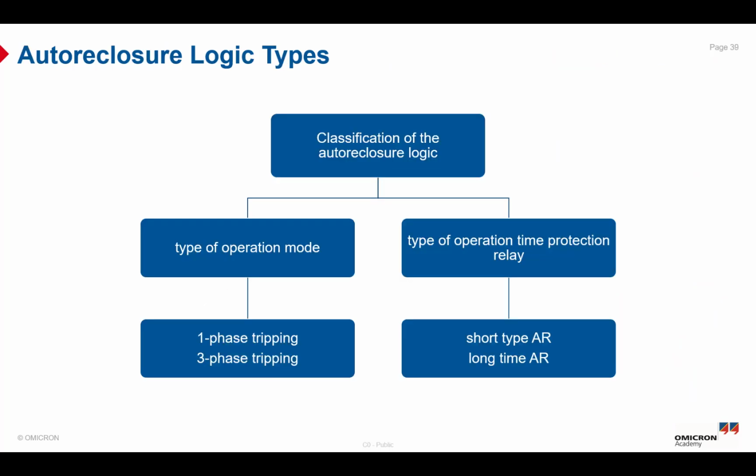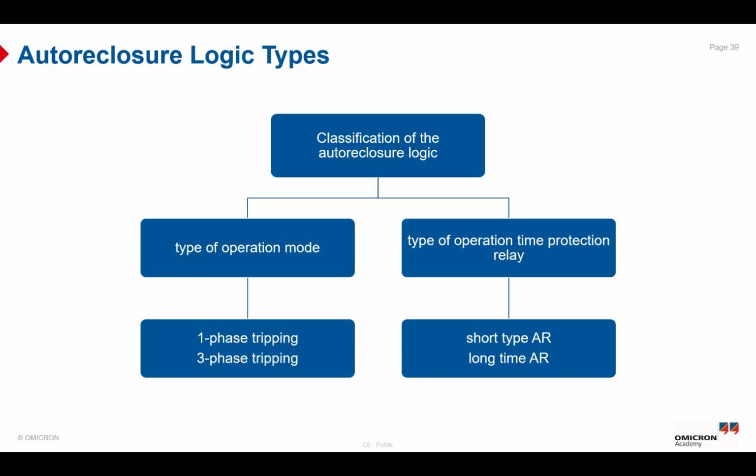So here are the auto-reclosure logic types. The type of operation can be classified in two ways: by type of operating mode and by type of operating time of the protection relay. In the first classification, the type of operating mode, we have two different modes: single-phase tripping and three-phase tripping. Typically, the operation mode depends on the type of the circuit breaker.